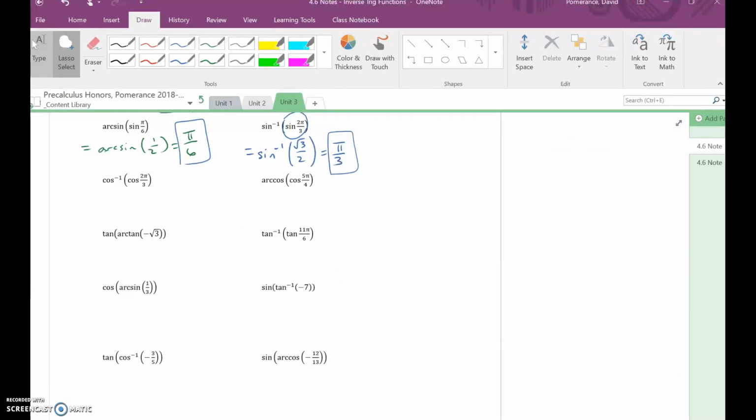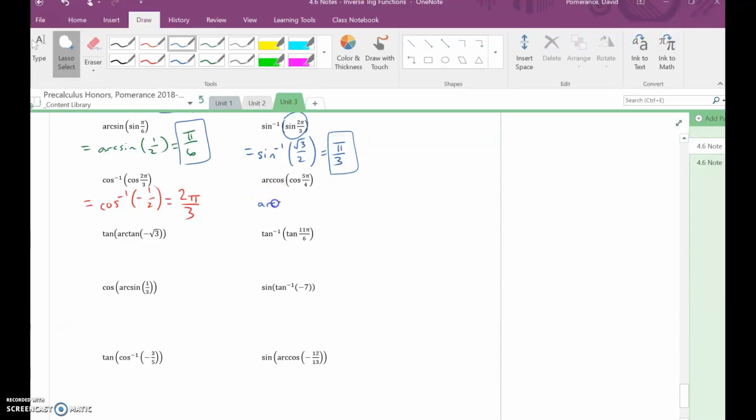Let's see, cosine of 2 pi over 3. Cosine of 2 pi over 3 is in fact negative 1/2, so we're going to say the cosine inverse of negative 1/2. That's what we're really finding here, but wait a second. We know that answer is 2 pi over 3, because we are familiar with taking the arc cosine of things from earlier. So we'll go ahead and move on to the next one, cosine of 5 pi over 4.